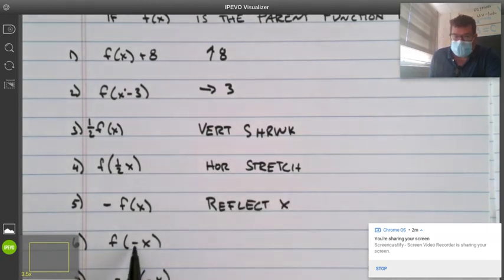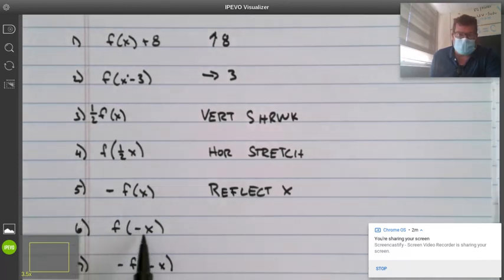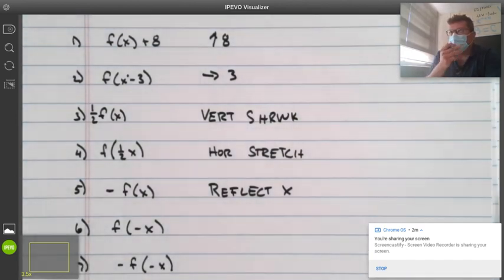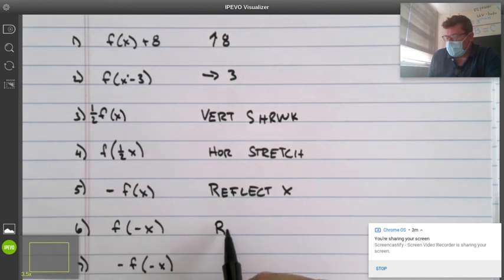On the inside, usually it's horizontal transformations, except for this one. On the inside, it's the opposite of what you see, just like your reflection would be the opposite direction of what you see, or other people would see rather. So this one reflects across the y-axis.